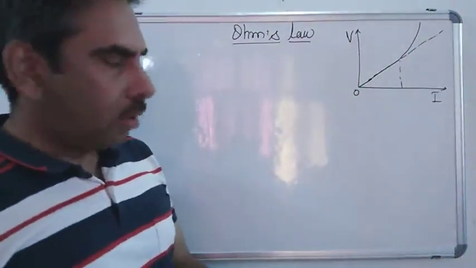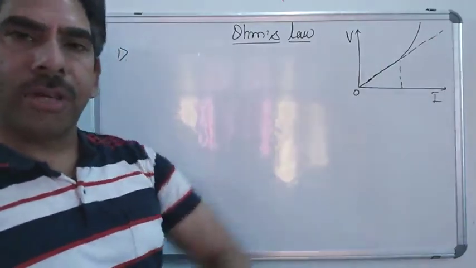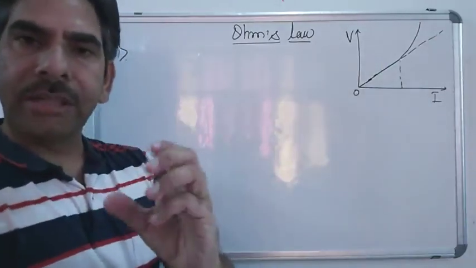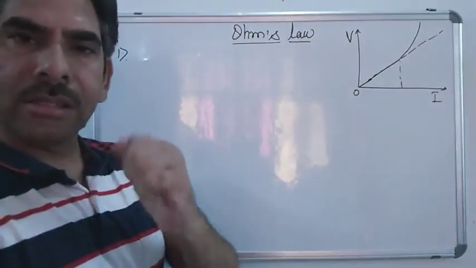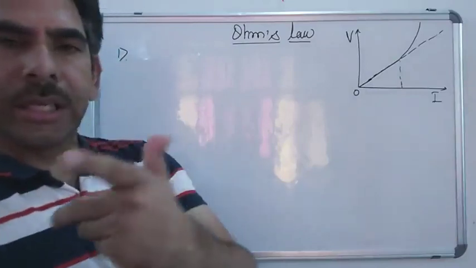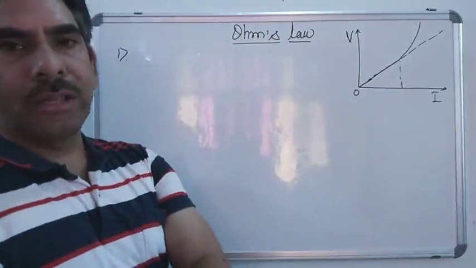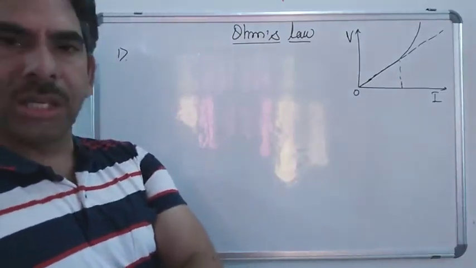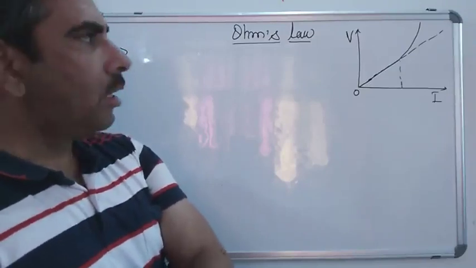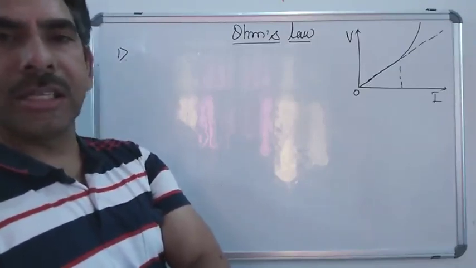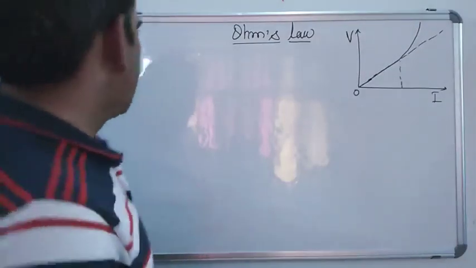So why is it so? This can happen even for metallic conductors, because for a higher value of current there will be a heating effect in the metallic conductors. Due to that heating effect, the temperature of the conductor increases. And we have already studied that if the temperature of the conductor increases, there will be more resistance. More resistance means less current. We require higher and higher potential to send the same amount of current through the conductor. Hence the variation.